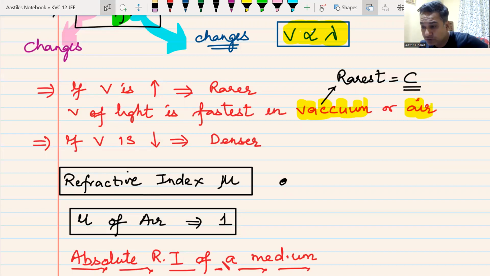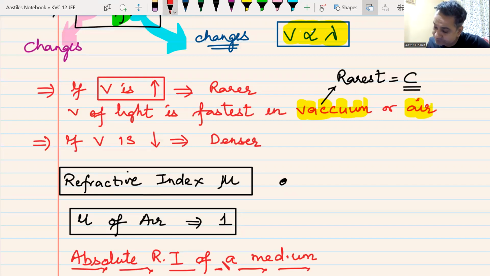If V is more, the medium is called rarer. Or in place of V is more, I can also write what? Instead of mu, V is more, what can I write? Mu is less. The medium becomes a rarer medium.